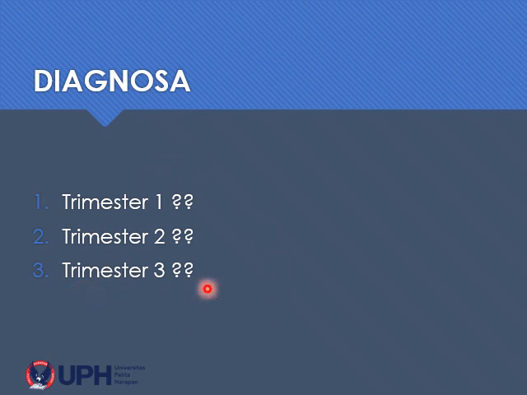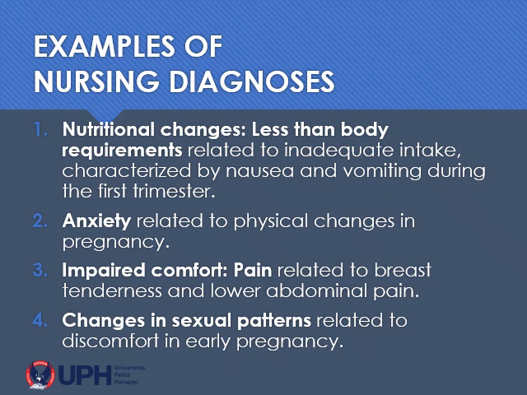So we can take a look at the nursing problems through NANDA books, or also through NIC and NOC, or the Indonesian nursing diagnosis book as well. Examples of nursing diagnoses would be nutritional changes less than body requirements, anxiety, impaired comfort or pain, and also changes in sexual pattern. So these are examples that you can use to create a nursing care plan for your antenatal patient.